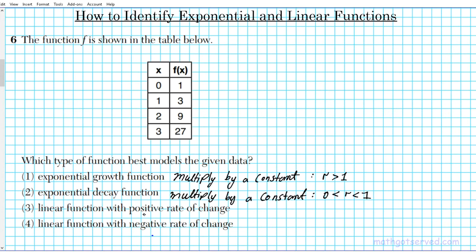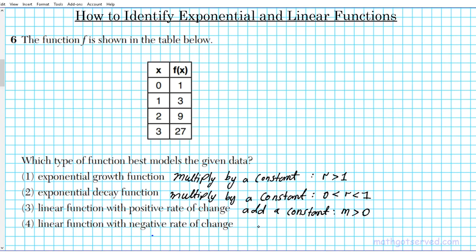How about linear function with positive rate of change? If you have a linear function, it is an additive process. You're going to be adding a positive number for a positive rate of change. So you're going to add a constant. Let's call that constant m, and that number that you're going to be adding over and over again will be greater than 0. If you add the same positive number over and over again, you end up with a linear function with positive rate of change.